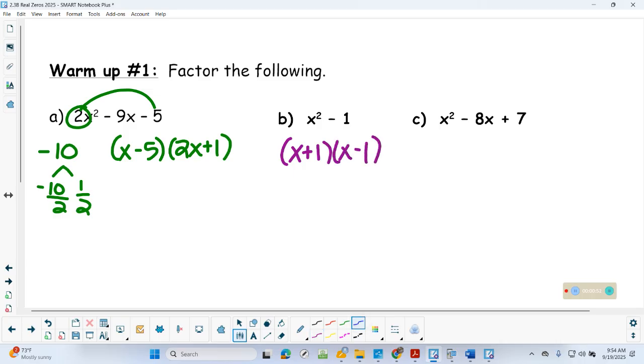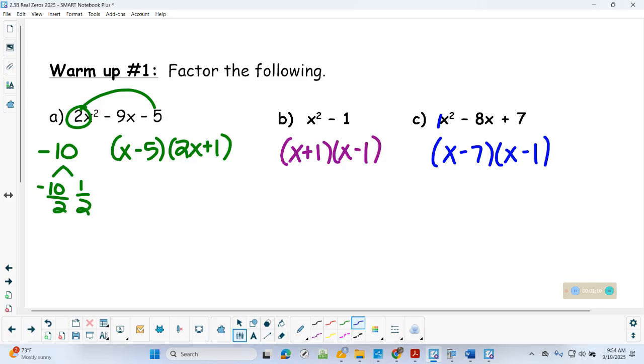C, trinomial, but easier. Lead coefficient 1. We just have to know our numbers. What multiplies to 7 and adds to -8? 7 and 1. And let's throw negatives on them. So just vocab, you know, we love to talk vocab. Remember, these are the factors.